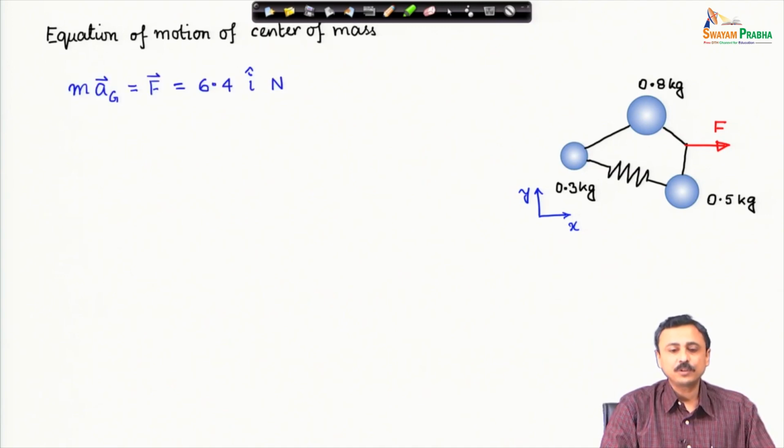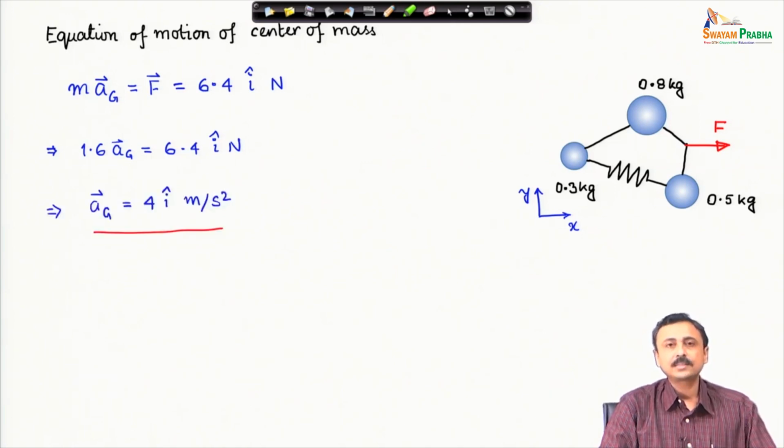Therefore, the equation of motion for the center of mass is: total mass of the system times acceleration of the center of mass must be equal to the total force acting on the system. In this case, there is a single force F, which is 6.4 i-cap Newton in the coordinate system that I have shown here, and the total mass of the system, if you add up, is 1.6 kilogram. So 1.6 times the acceleration of the center of mass is 6.4 i-cap Newton. Therefore, the acceleration of the center of mass is 4 i-cap meter per second squared.